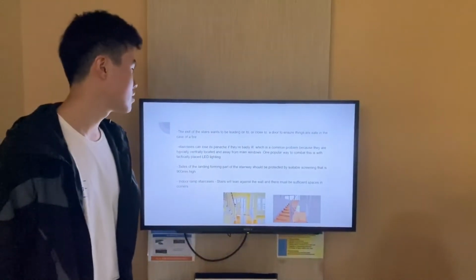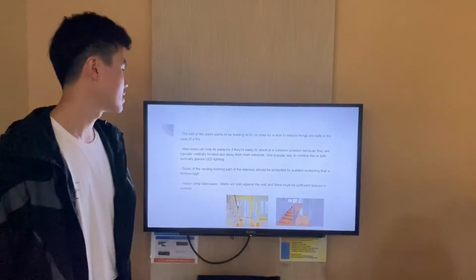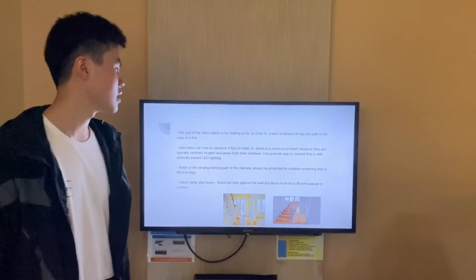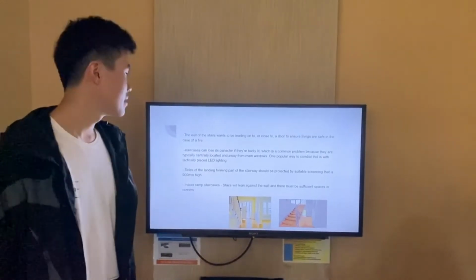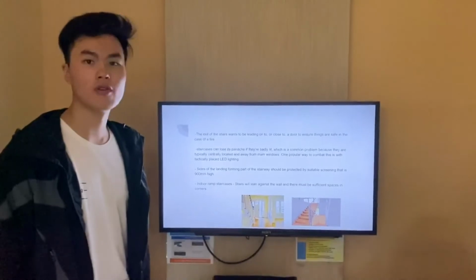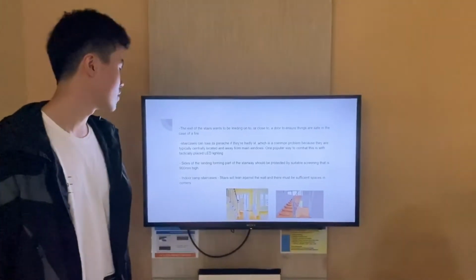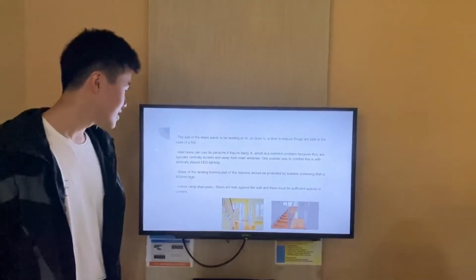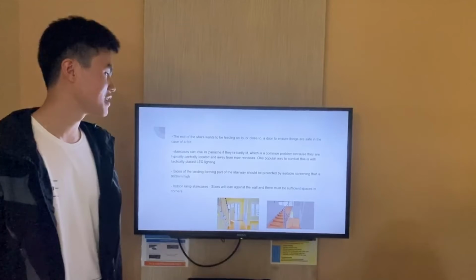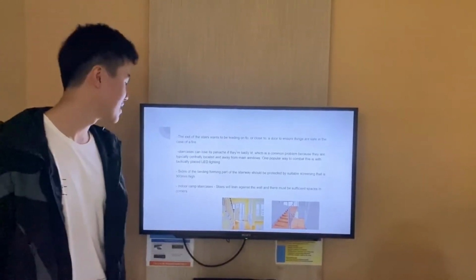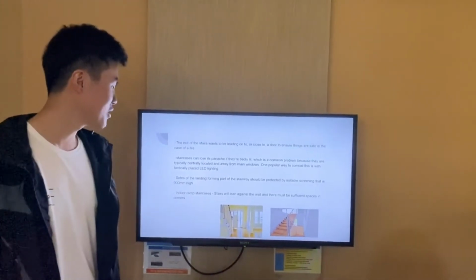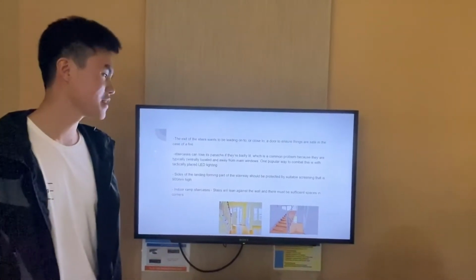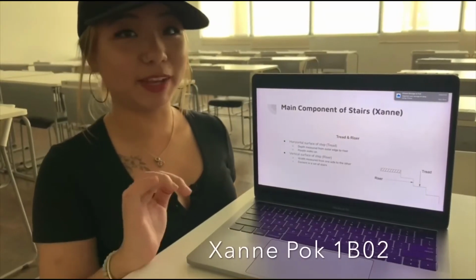The exit of the stairs should lead onto or close to a door to ensure safety in the case of a fire. Stairs can also lose their appeal if badly lit, which is a common problem because they are typically centrally located and away from main windows. One popular way to combat this is with strategically placed LED lighting. Second last, the sides of the landing forming part of the stairway should be protected by suitable screening that is 900 mm high. And lastly, for indoor ramp staircases, stairs will lean against the wall and there must be sufficient space in between corners.